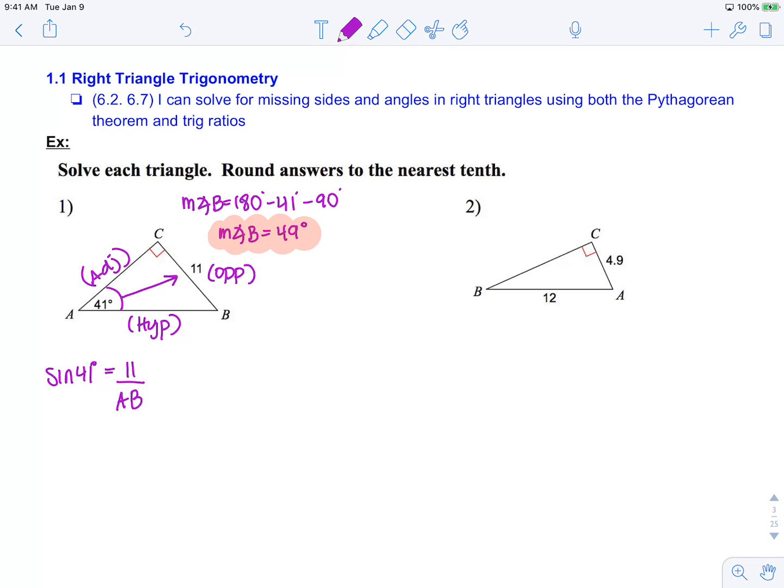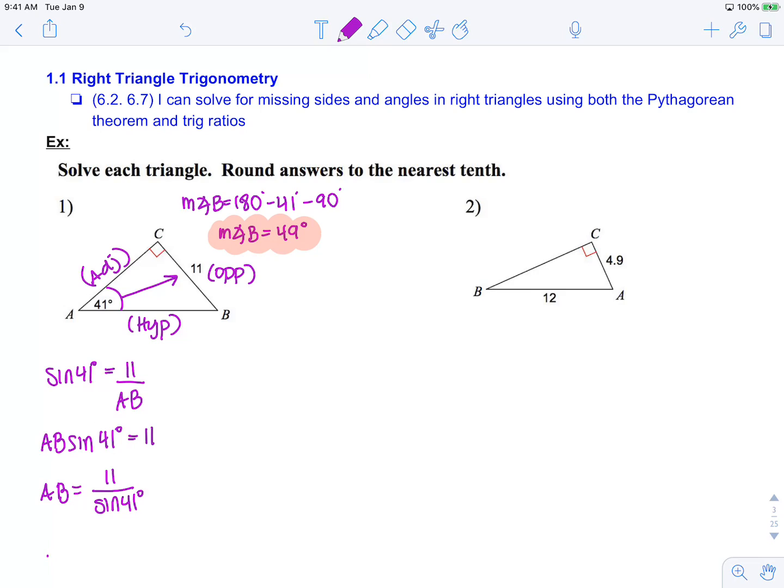So then solving for AB, AB times sine of 41 degrees equals 11. So then that means that AB equals 11 divided by sine of 41 degrees. Remember to isolate first and solve for your missing side before you plug anything into your calculator.